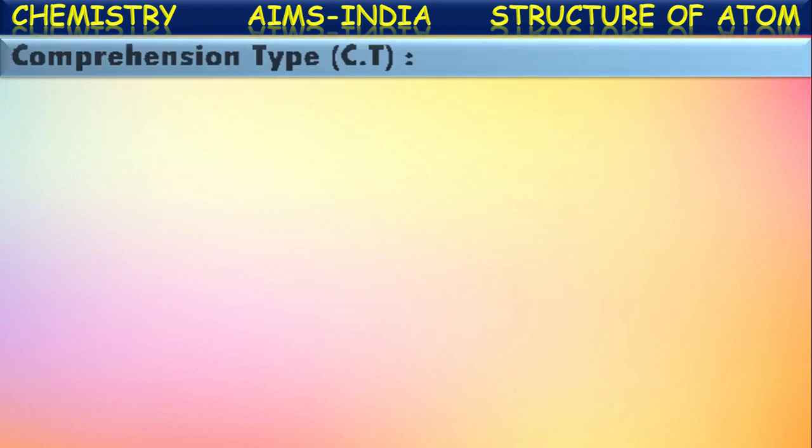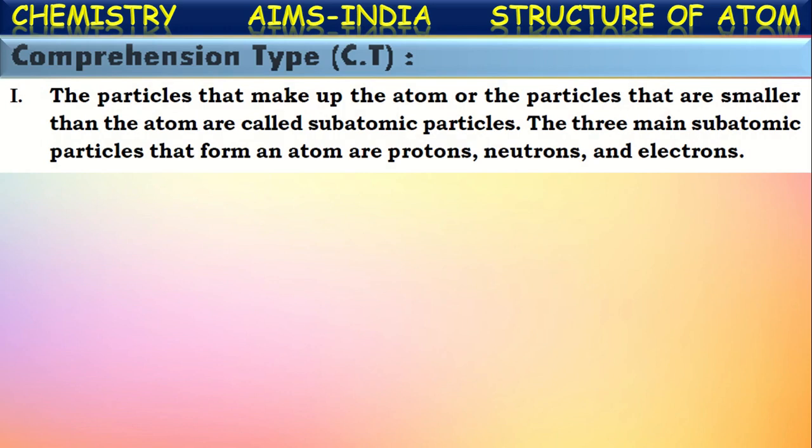Next, let us see comprehension passage type questions. First, see the comprehension paragraph given. The particles that make up the atom or the particles that are smaller than the atom are called subatomic particles. The three main subatomic particles that form an atom are protons, electrons, and neutrons. These three are called fundamental particles also. Okay, these are the main subatomic particles.